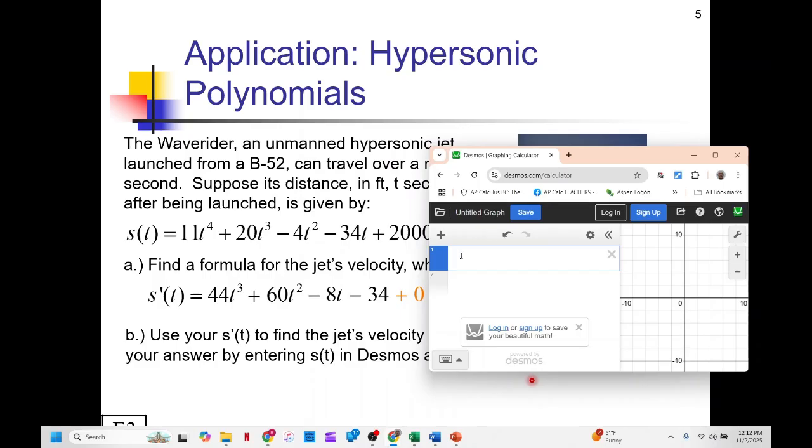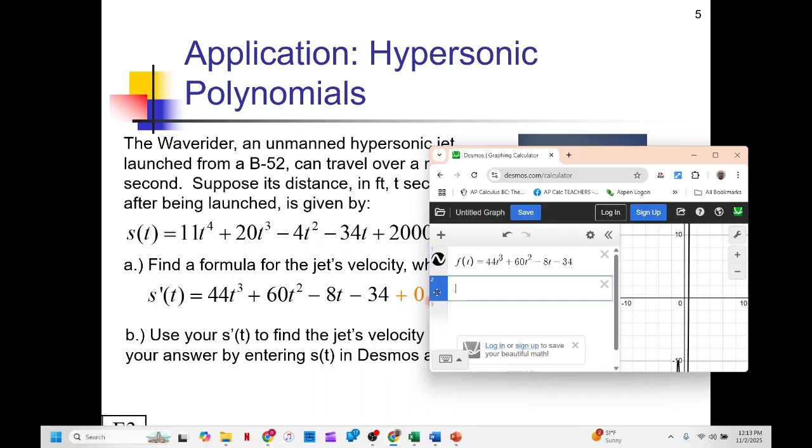Okay, so for the first part of this, entering our s prime of t in there and putting 6 into that directly, I'm going to call this f of t. I could call it pretty much anything I want, but if I have a prime on it, Desmos is going to misinterpret what I'm trying to do. So let me just give it its own kind of name. And this is going to be 44t to the third plus 60t squared minus 8t minus 34. I don't need the plus 0. Now that I've got that in there, I can plug whatever I want into it. Let me just do f parentheses of 6, and it gives me 11,582, and that's going to be in feet per second.